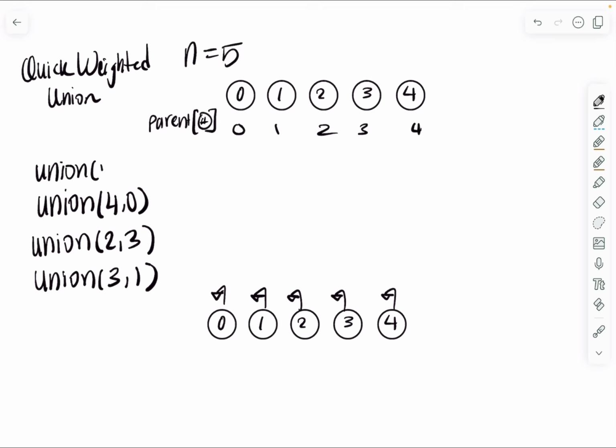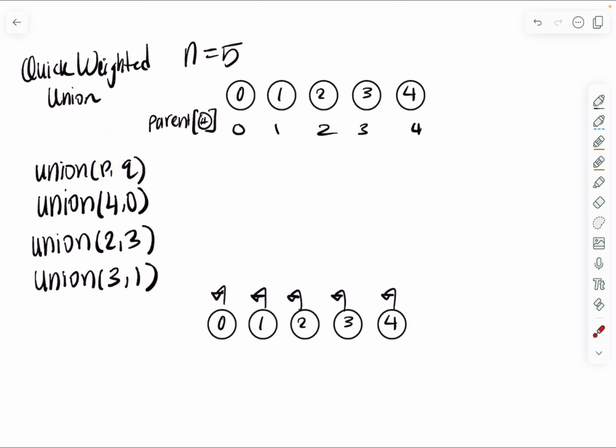Then recall union PQ. These are P values. These are Q values. Remember the analogy that in quick union we wanted to connect the root of the people to the root of the queen. Basically make the root of the people child of the root of the queen, because who wouldn't want to be the queen's child? That was kind of the way that I remembered it.